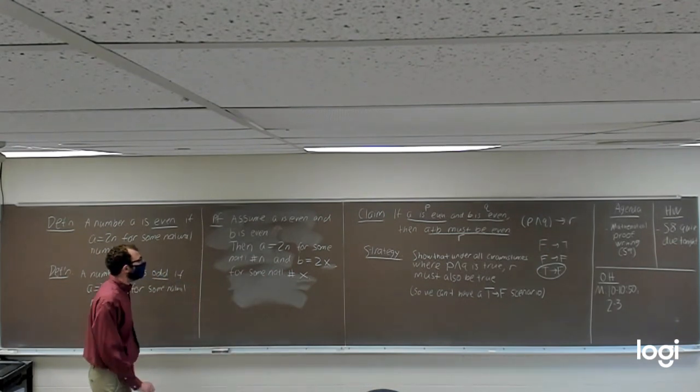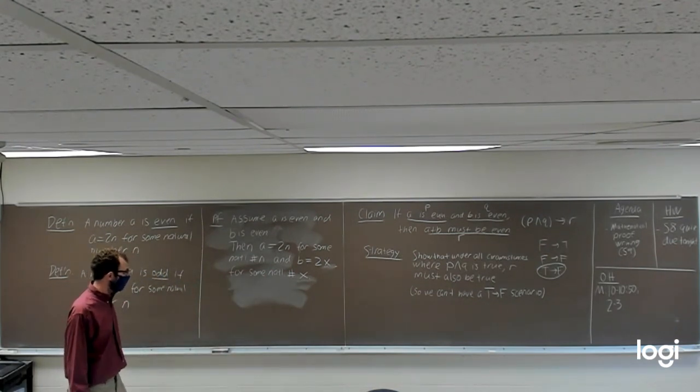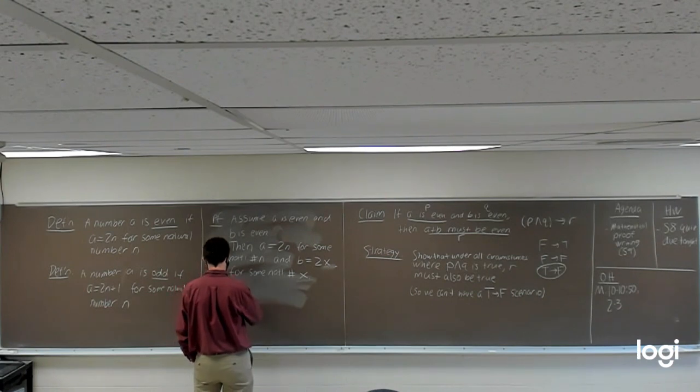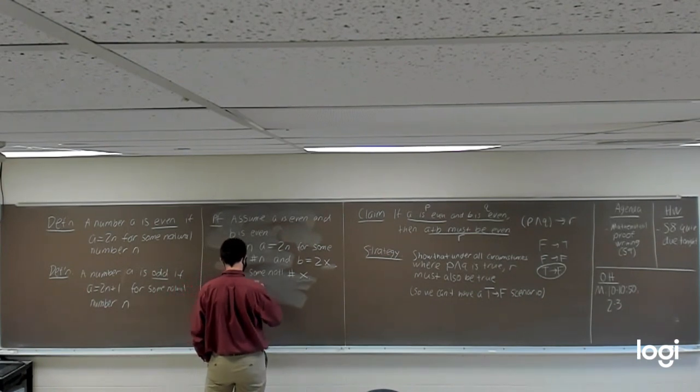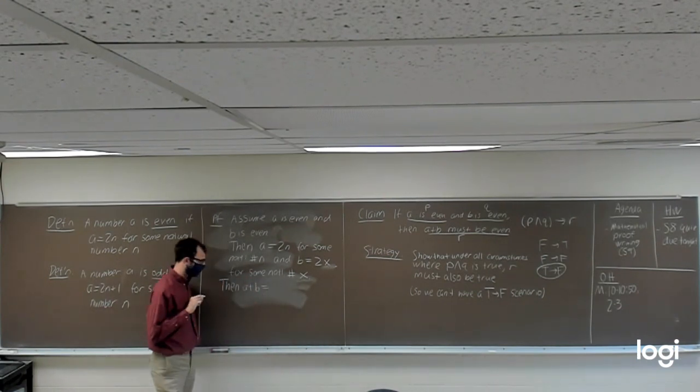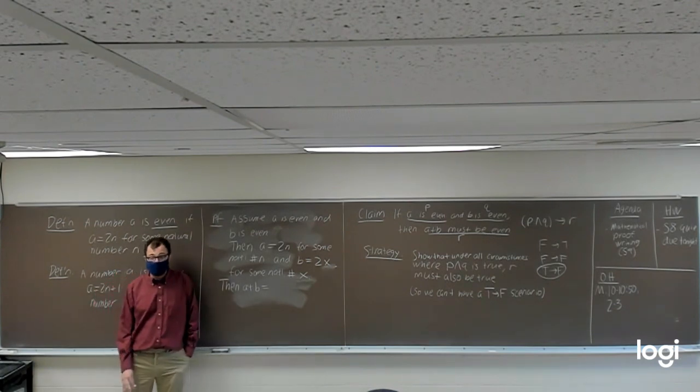So, you know A is equal to 2n, and B is equal to 2x. What does that tell us about A plus B?